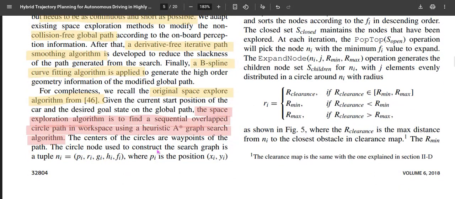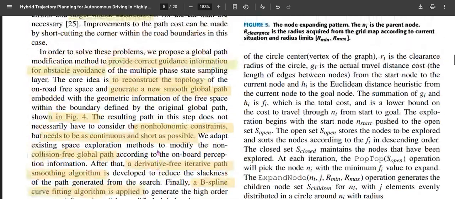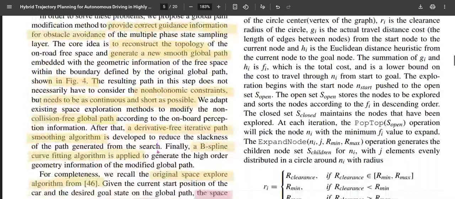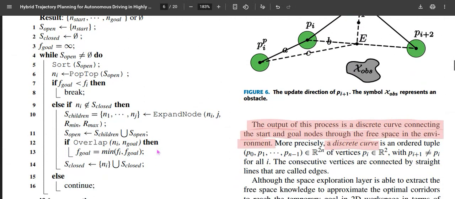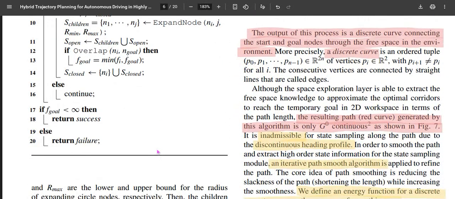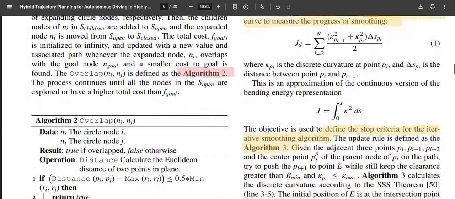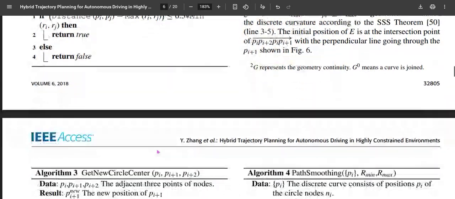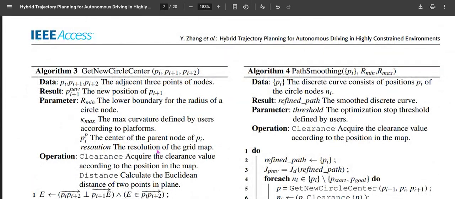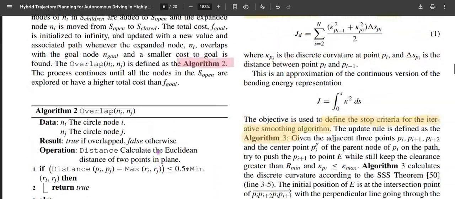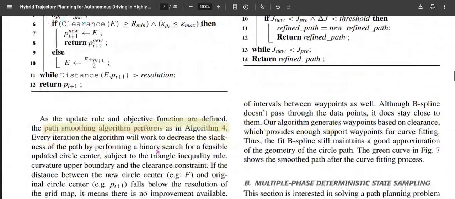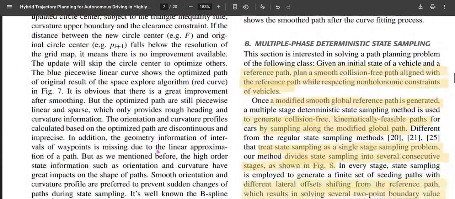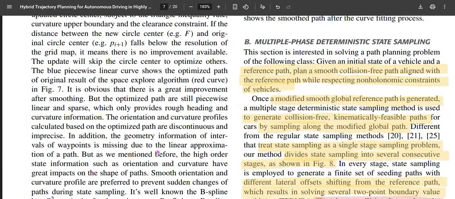So this is the overall idea, and they have four sections for these four contributions. The first one is that they use a space exploration algorithm for making global path modifications, which unfortunately we don't go deep into, namely Algorithms 1, 2, and also 3. The more attention in this paper is on the multi-phase deterministic state sampling.